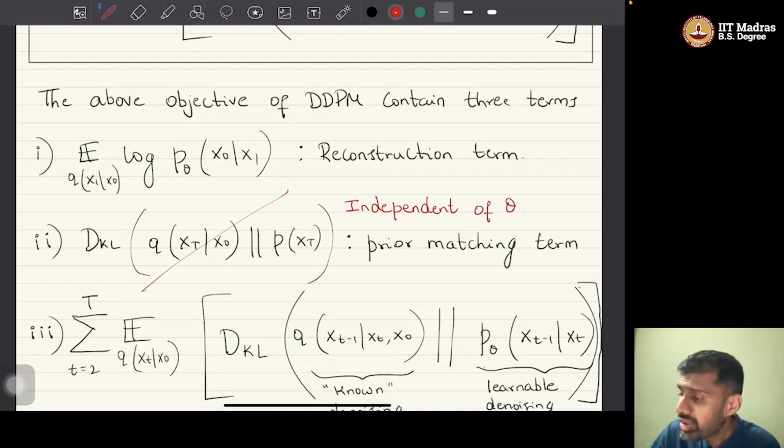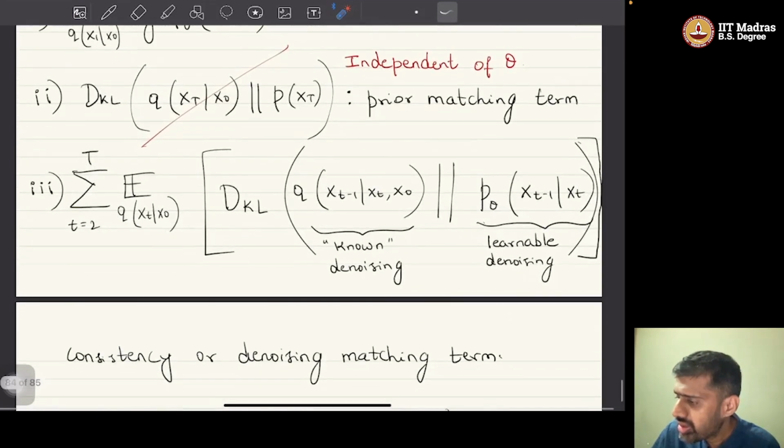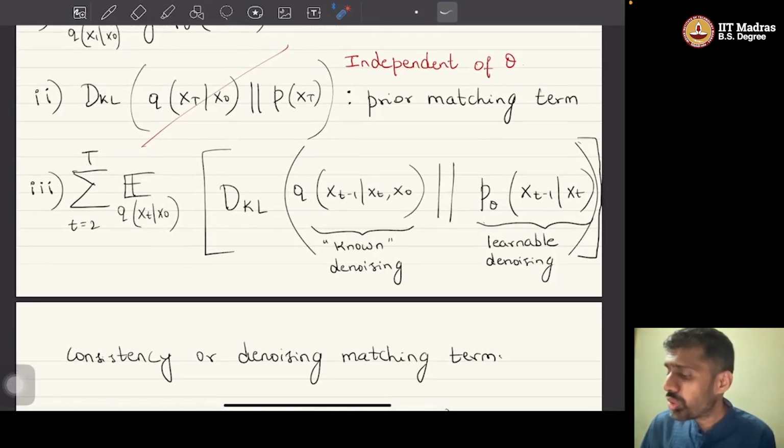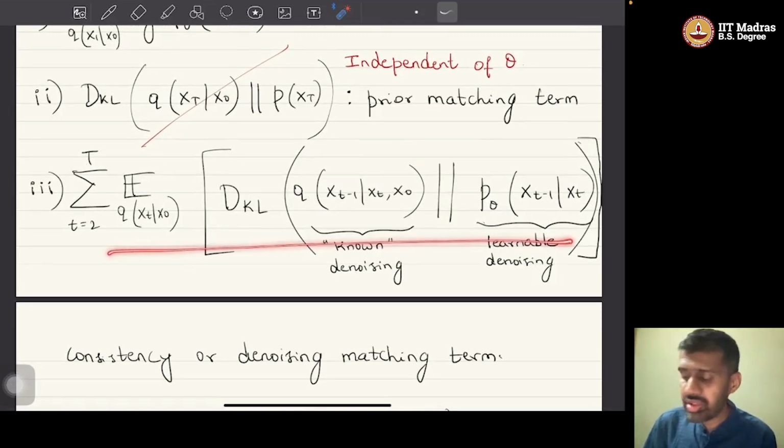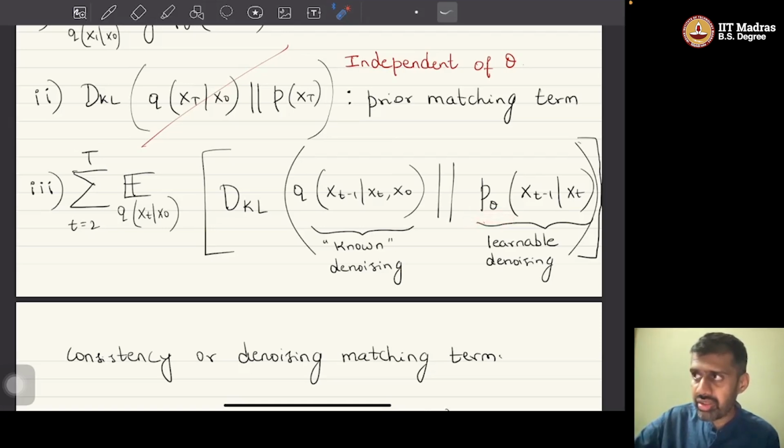Okay. So the reconstruction term depends on theta because it has p theta of x naught given x1. I will come to how to optimize the reconstruction term because it is pretty easy to do. What is interesting and requires a bit more discussion is how to optimize the denoising matching term, or the consistency term, with respect to theta. So what we will do next is write down the consistency term and try to find out how to compute the KL divergence between these two distributions. Okay, that is what we will do.